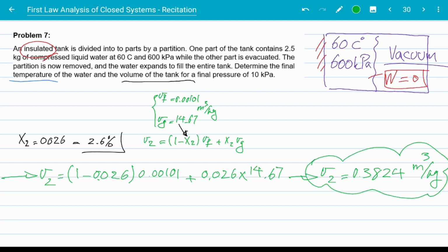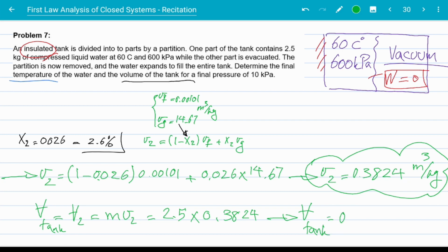Finally, volume of the tank is equal to volume 2, because at state 2 the entire tank is filled with water, which is equal to mass times specific volume 2, which is 2.5 kilograms times 0.3824. The volume of the tank is 0.956 meters cubed.